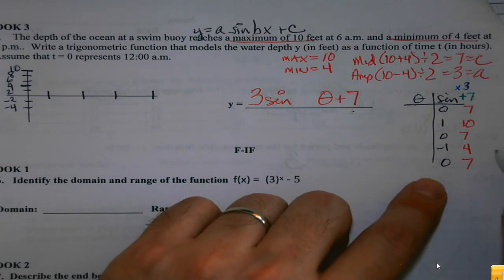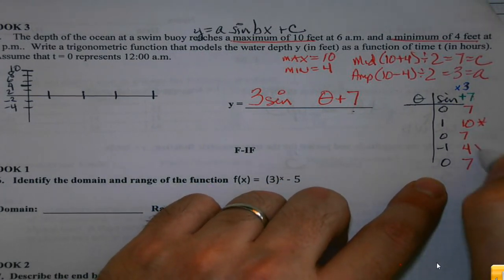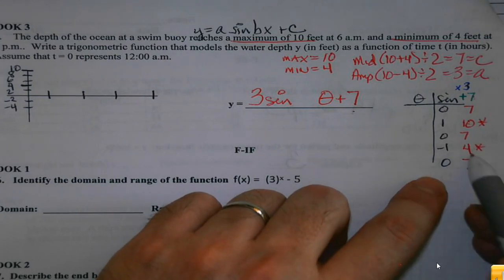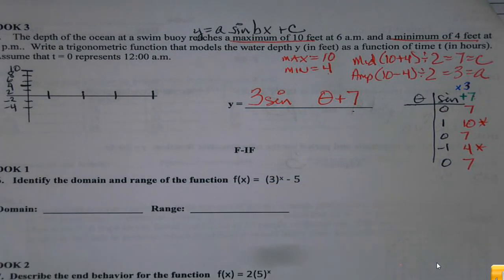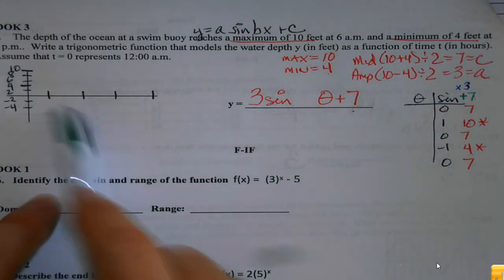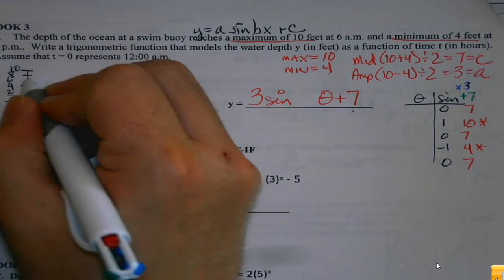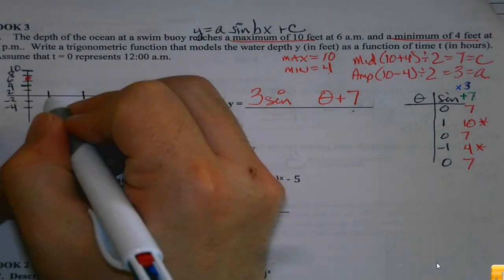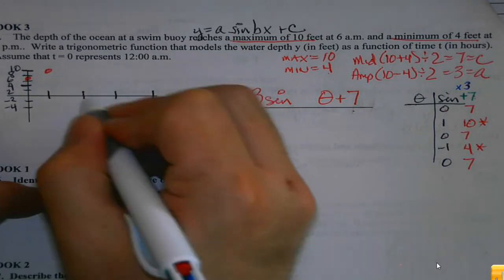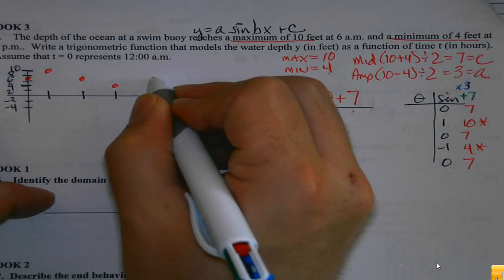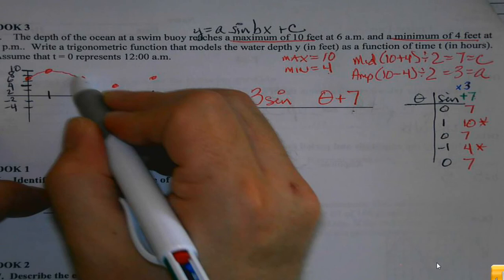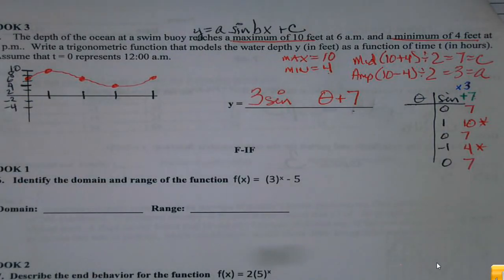But here's what I want you to notice. The two numbers that aren't 7s are 10 and 4. Not a coincidence. So when I go to graph these, even though I don't know these yet, my first point would be at 7. My second point's going to be at 10. Back to 7. Back down to 4. Back up to 7. Okay, that's what my curve would look like, representing this buoy that's floating out in the ocean.